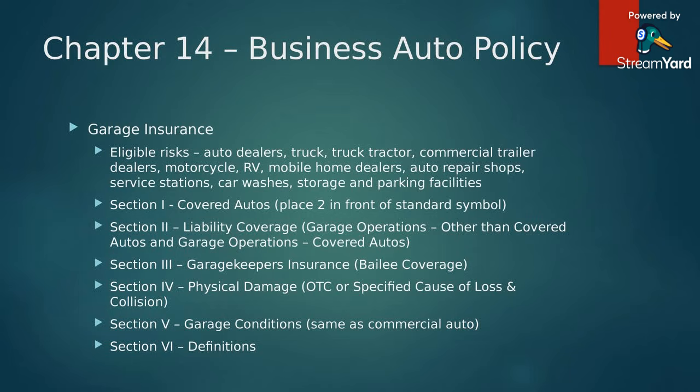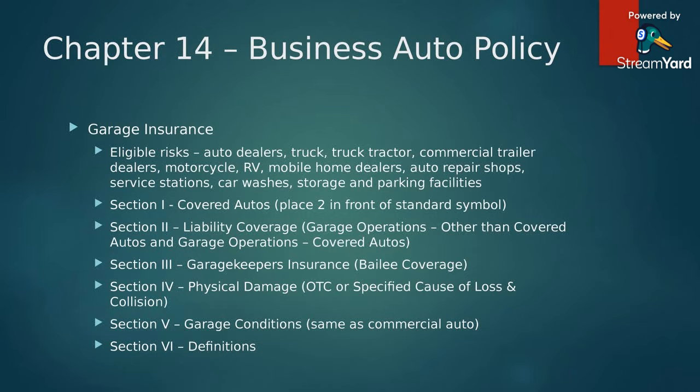Section 4, physical damage coverages. You've got the same options that you have there for the business auto standard form for commercial auto. So you've got OTC or specified causes of loss and collision. And Section 5, garage conditions are going to be exactly the same, identical as the regular commercial auto.